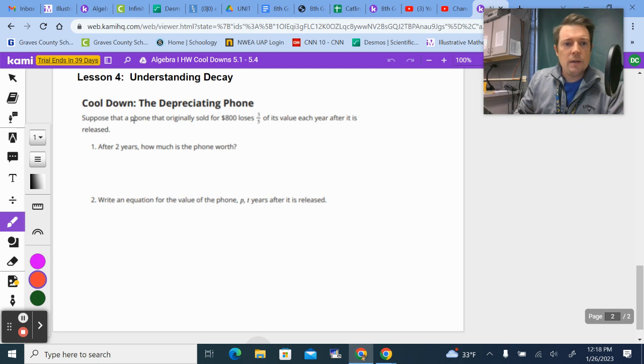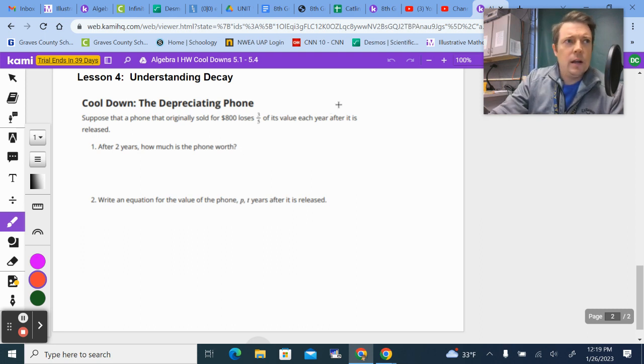And so we're looking at this phone that originally sold for $800. And then they're saying that it loses 3/5 of its value each year after it has been released. That makes sense. Older model phones usually don't cost as much to buy new. So let's look and see what would happen. After 2 years, how much is the phone worth?